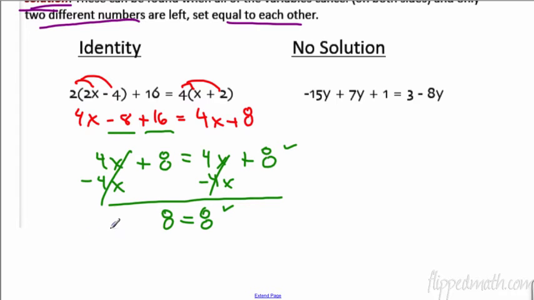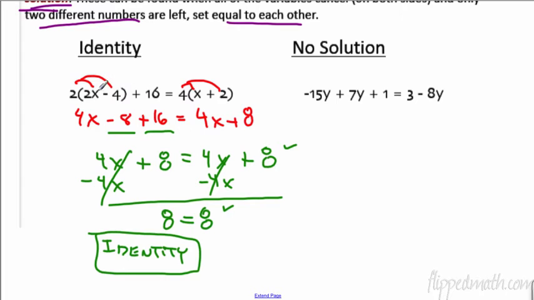So for this equation, we're going to write the word identity. There's no number solution. This is called an identity, which means it doesn't matter what number you plug in. It'll work. Let's pick a number. Okay, random number. You pick one. All right, let's pick 2. What's 2 times 2? 4.